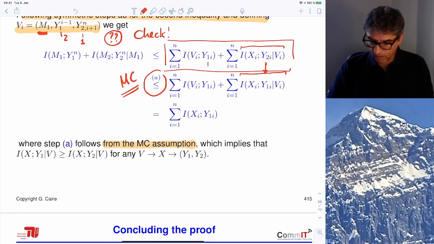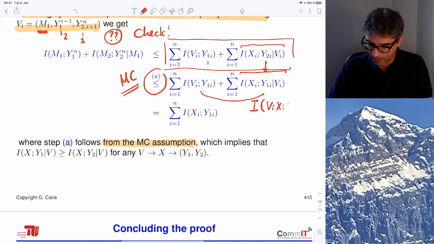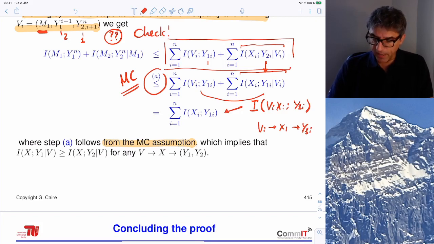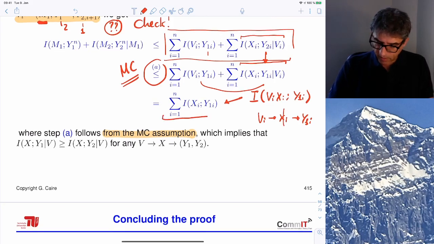So at this point, we have that by basically exchanging Y2 with Y1, we get an upper bound, and then we put these things together. This would be the mutual information, by the chain rule, between V_i, X_i, and Y1_i. But because there is a Markov chain V_i, X_i, Y1_i, it turns out that this is equal to this mutual information, because we can write it as mutual information between X_i and Y1_i, plus mutual information between V_i and Y1_i given X_i, which is zero because of this Markov chain. So this gives us the last inequality.